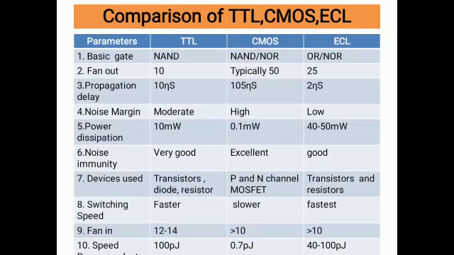Then the noise margin. The noise margin is the difference between the voltage levels, which is called the noise margin. So that is low in ECL, moderate in TTL, and high in CMOS. So this shows that the noise immunity is low in ECL.